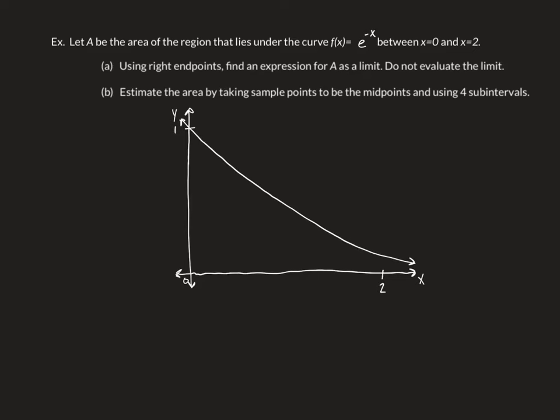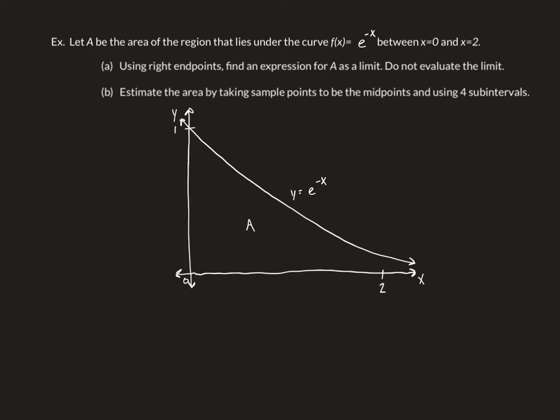So let's let A be this area here, and that's the area of the region that lies under the curve f of x equals e to the negative x. So that's what this function is that I've sketched, e to the negative x, between x equals 0 and x equals 2. So we've got that there. Using right endpoints, find an expression for A as a limit. Do not evaluate the limit.